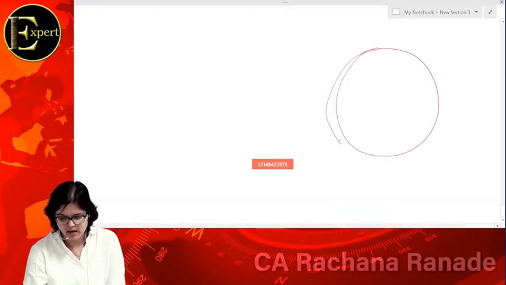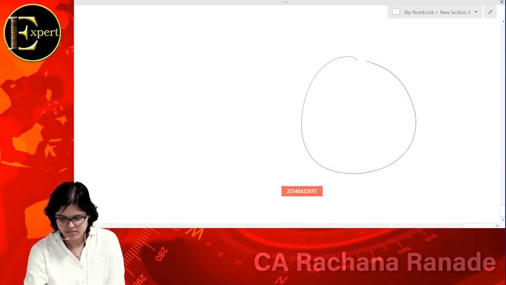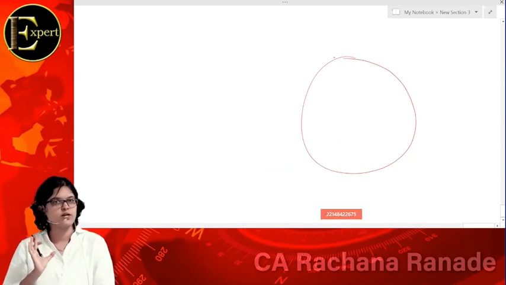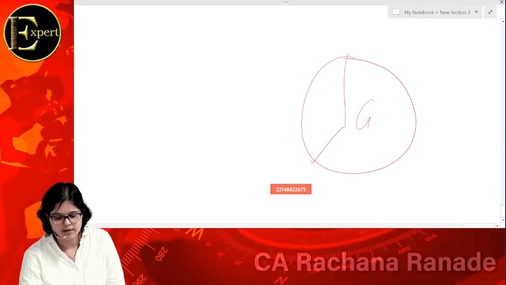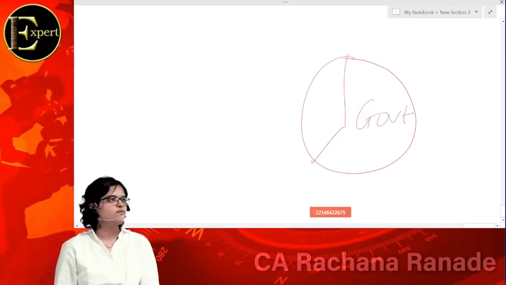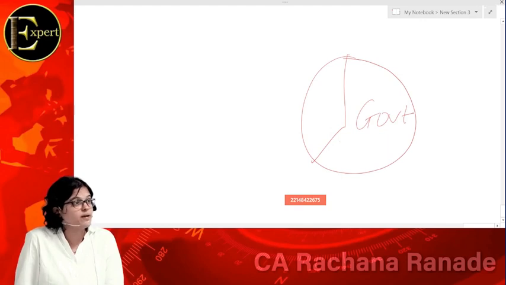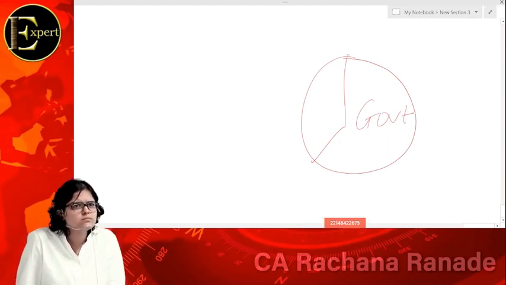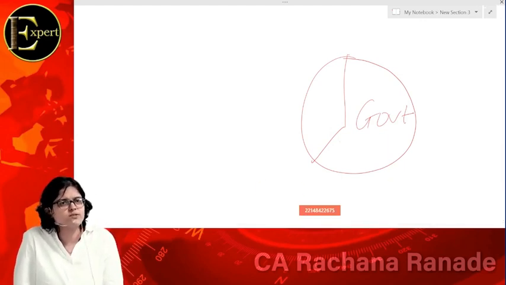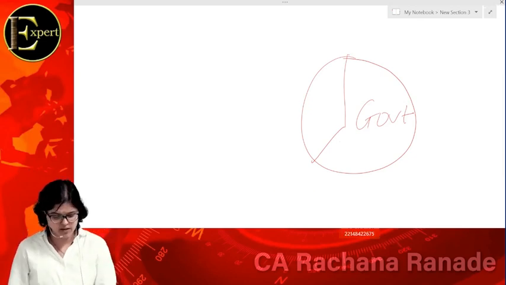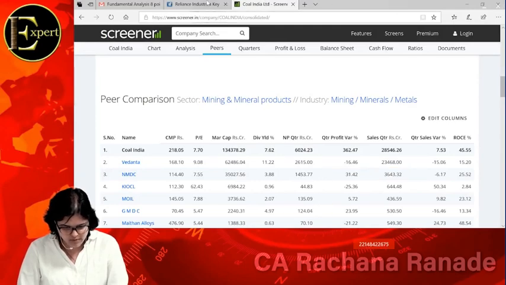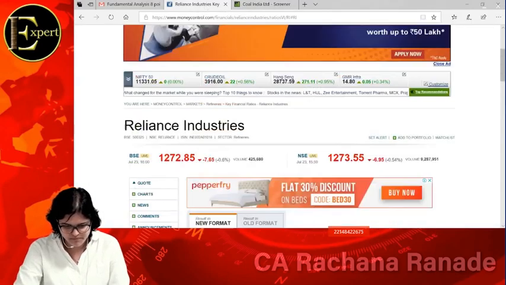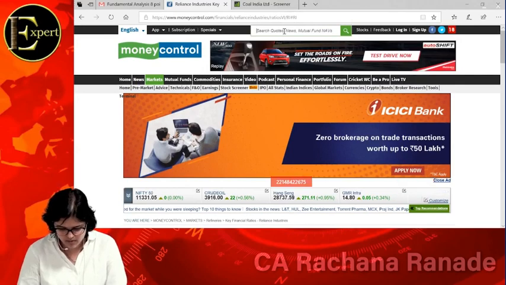So let us say out of 100 shares, if more than 50 are held by the government, more than 50% of the shareholding is by the government, then it's a government company. In any company, if more than 50% is held by the government, then it's a government company. So if you want to quickly check this also, we were on Moneycontrol. I'll just quickly show you for IOCL right now.